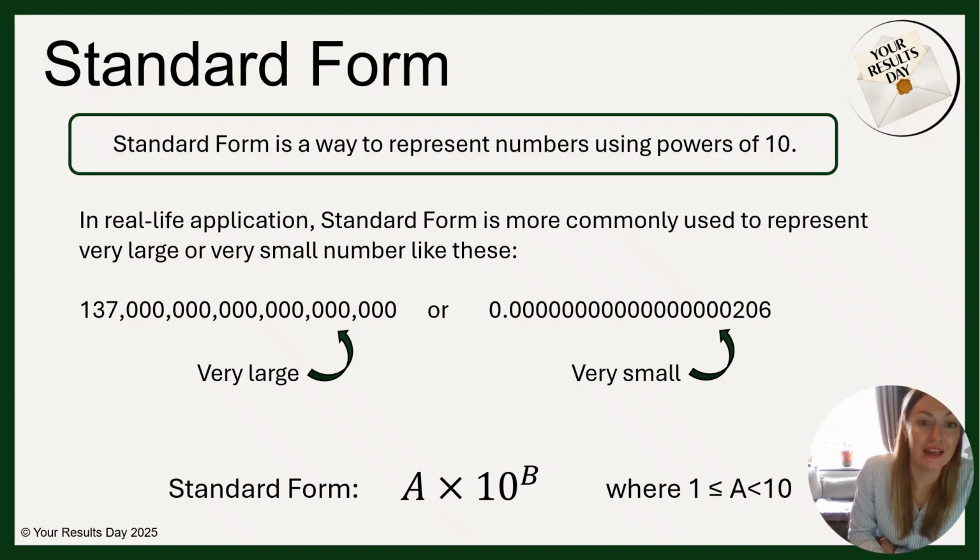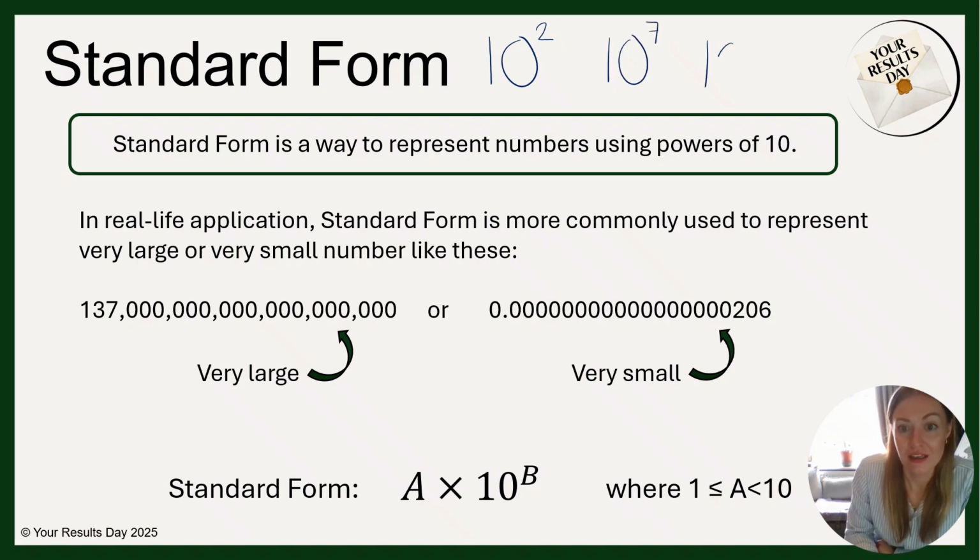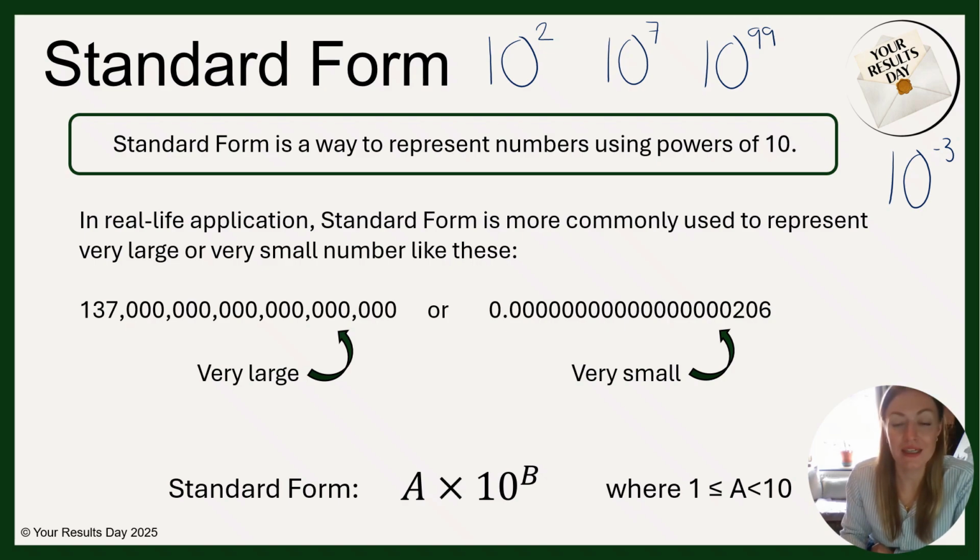Now, a power of 10 is a base of 10 written to any integer power. Integer is whole number, and that can be positive or negative. So 10 squared is a power of 10. 10 to the power of 7 is a power of 10. Even 10 to the power of 99 is a power of 10. We could have 10 to the power of negative 3. If the base or the big number is a 10 and it's written to an integer power, that is a power of 10. So we're going to do our value A times 10 to the power of something. So we will express that as a power of 10.